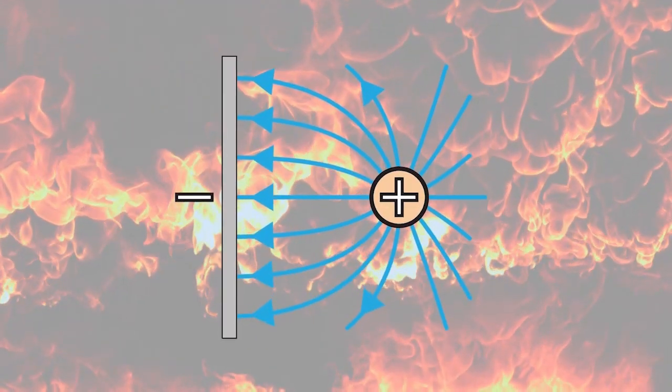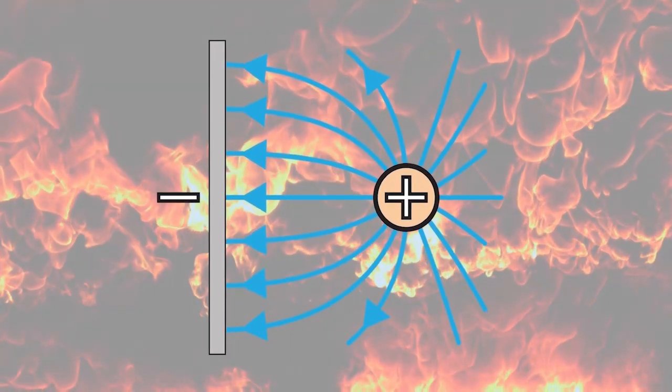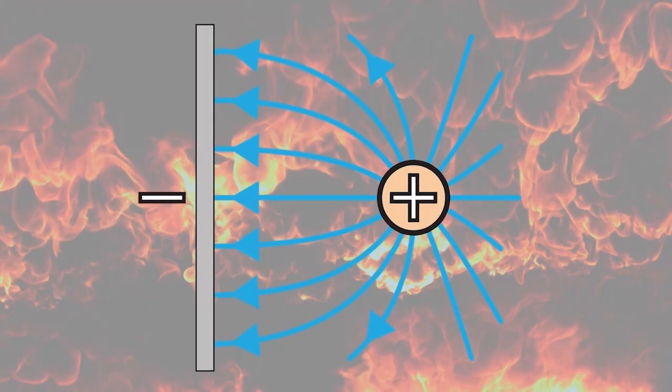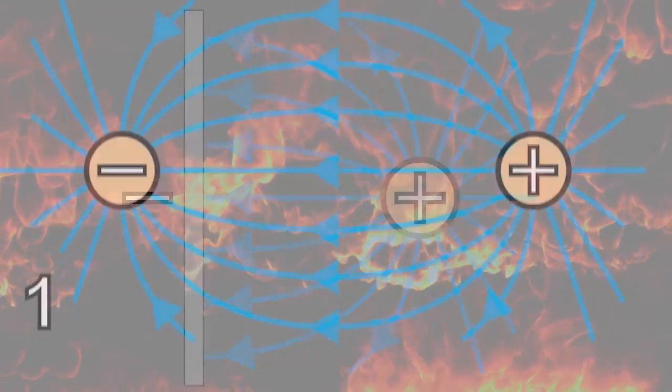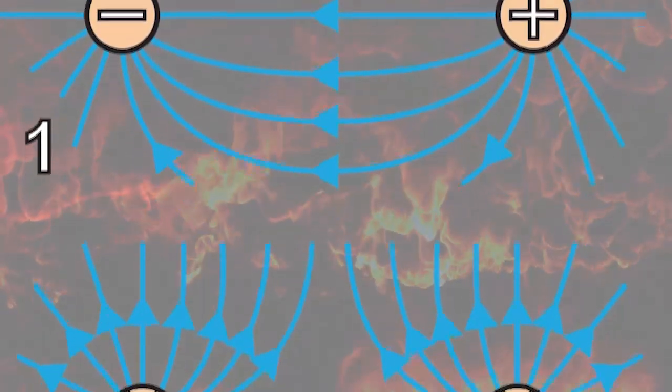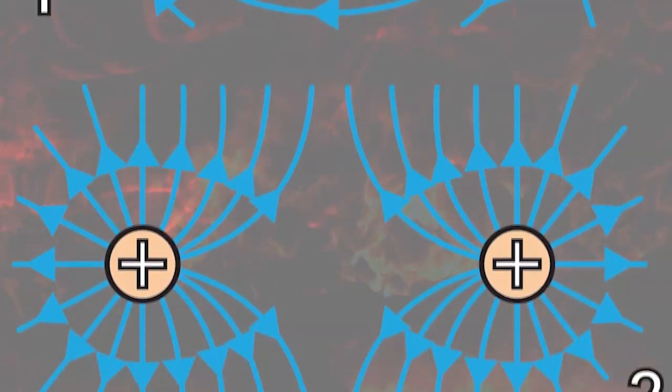Because protons and electrons have different charges, they are attracted to each other like two opposing ends of a magnet. It is this attractive force that determines the rest of the atom's properties.